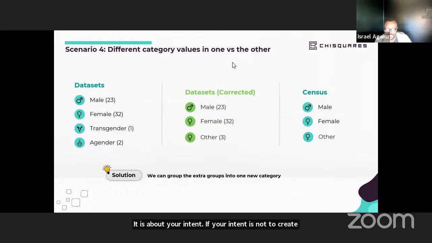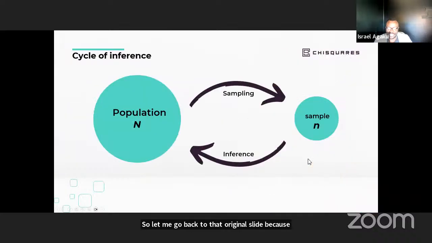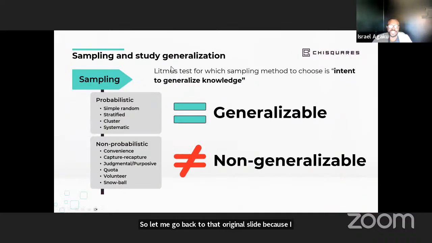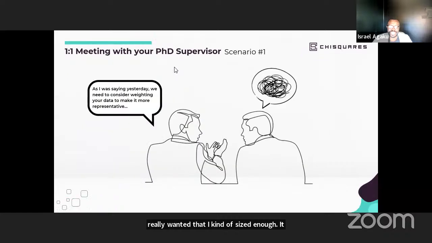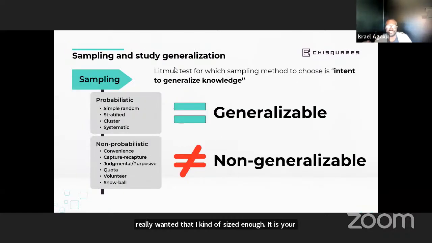If your intent is not to create generalizable knowledge, then you don't even have to be worrying about weighting. So let me go back to that original slide, because I really want to emphasize that. I can't emphasize it enough. It is your intent. Do you have an intention to create generalizable knowledge? Now, unfortunately, the only person who can know your intent is you. Nobody can know your intent except you. So you are the one who has to decide whether you are trying to create knowledge that is generalizable or non-generalizable. But this is the litmus test. Is there an intent to create generalizable knowledge?